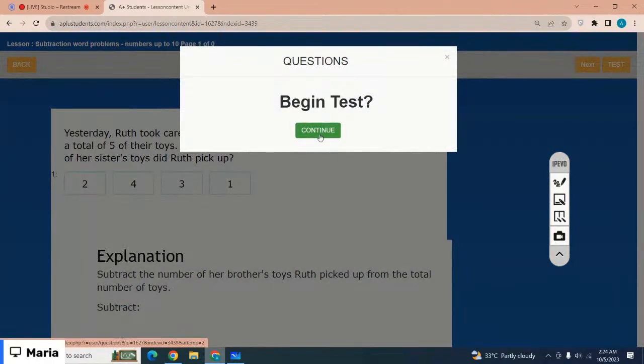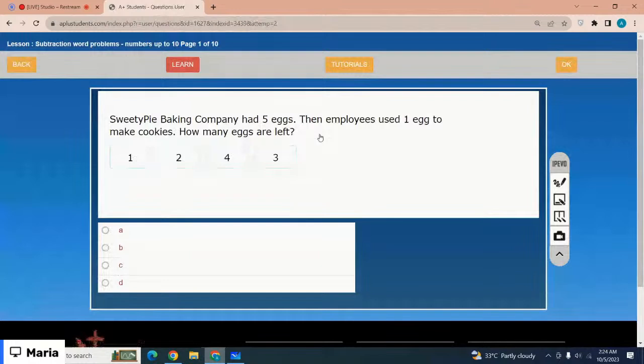The other thing you need to know is that you have to subtract the numbers, but you have to understand the question. For example, Sweetie Pie Baking Company had 5 eggs. Then an employee used 1 egg to make cookies. How many eggs are left? So they have 5 eggs. One of the eggs is used. You need to count how many eggs they have left.